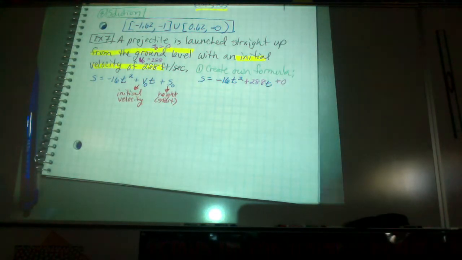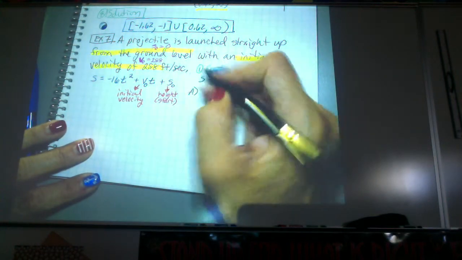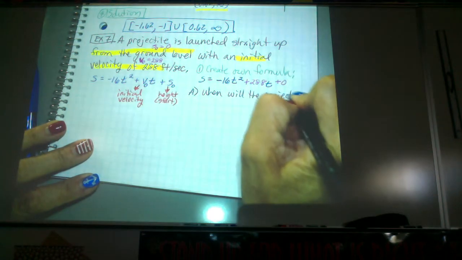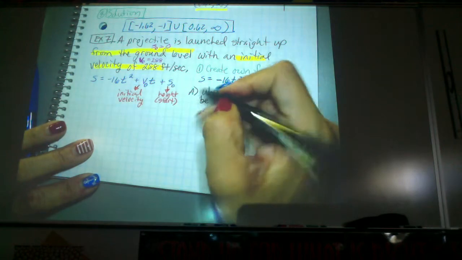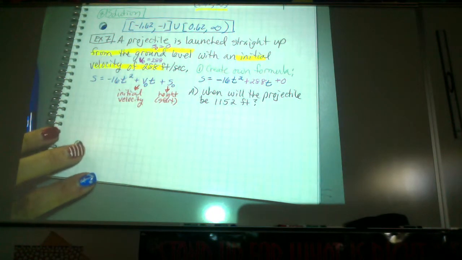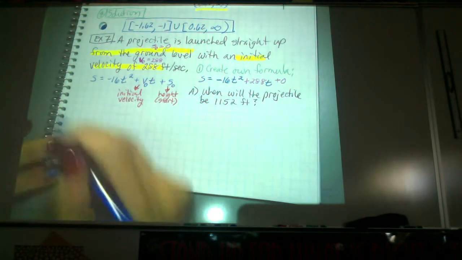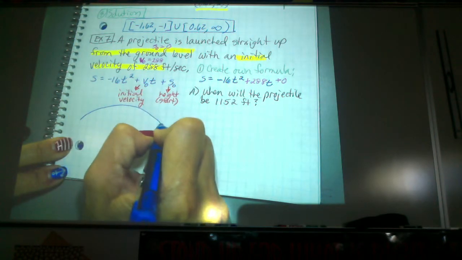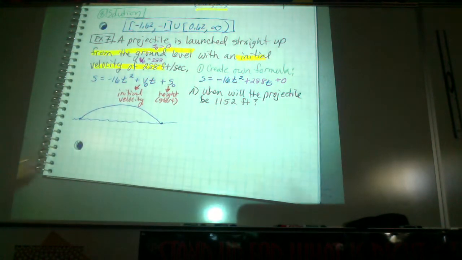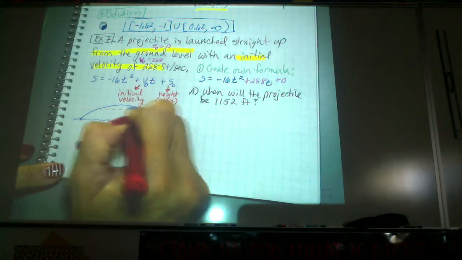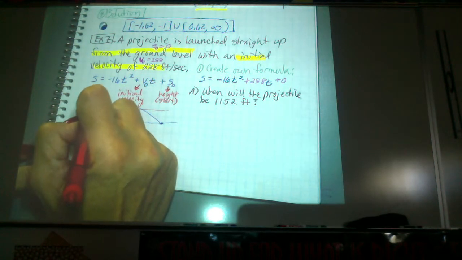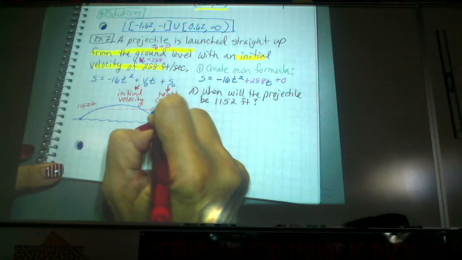Okay. So then here's the actual first question. Part A. When will the projectile be 1,152 feet? Now let me give you a little clue. I'm not going to show a straight up path, but typically when something is launched, and this one's from ground level, so this is ground 0, it's going to reach this height of 1152, unless that's the maximum height, which is the vertex. This would be 1152 feet here, and this would be 1152 feet here.